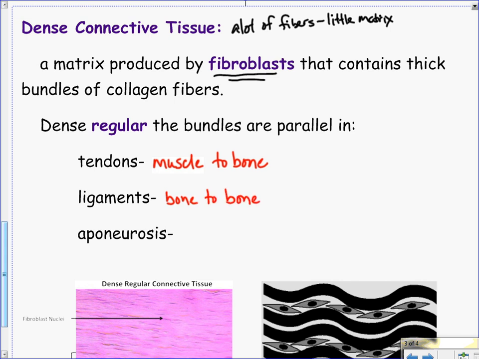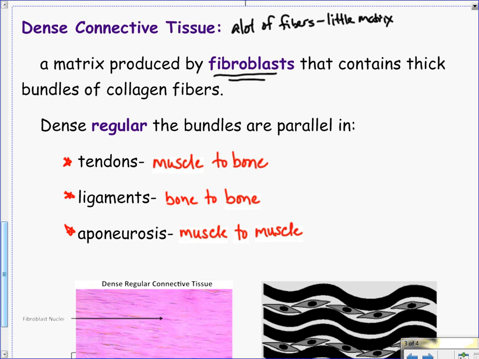So we've got the ligaments of the knee. Your ACL is your anterior cruciate ligament. That's connecting bone to bone. And then aponeurosis is connecting muscle to muscle. It's like a connective tissue that holds them all together. So these are the three types of dense regular.